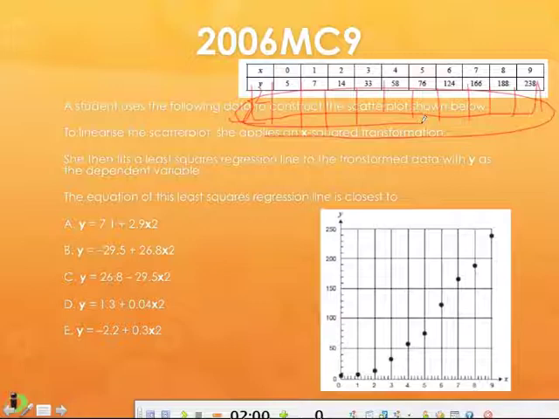So if you did that column on your calculator and then fitted a least squares regression line between x squared and y, you would have come up with A as the equation, although it would have just had x, not x squared. But remember, you've got to transform that data because you're graphing it against x squared. Does that make sense? Yeah?